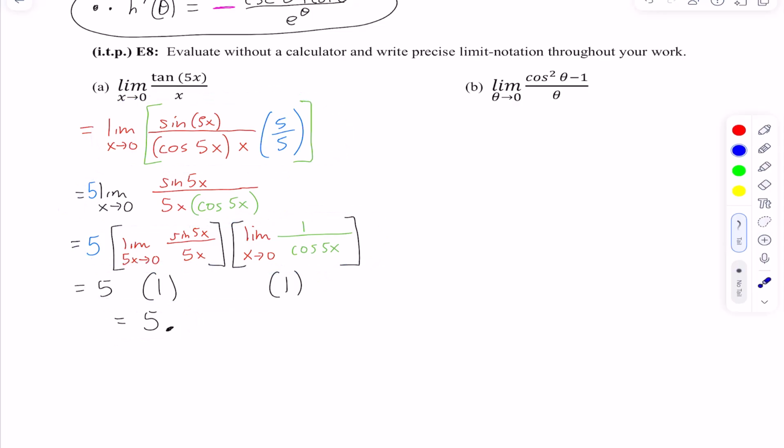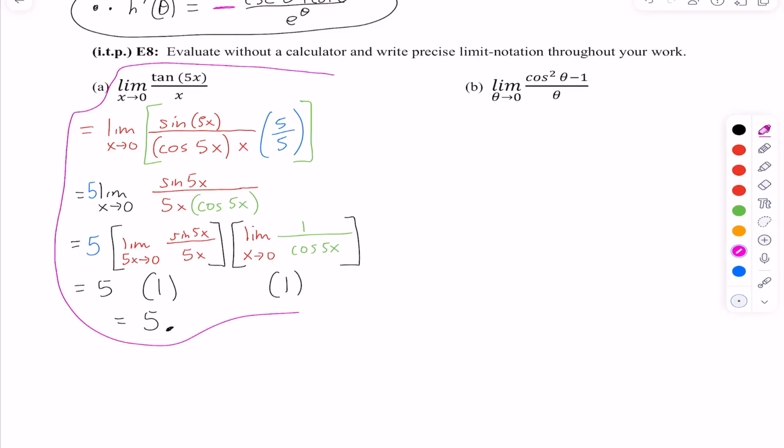So you might think the answer here is 5. That's not exactly true. The answer here is actually every step along the way, including the limit notation that you need to write to understand how one expression equals another.